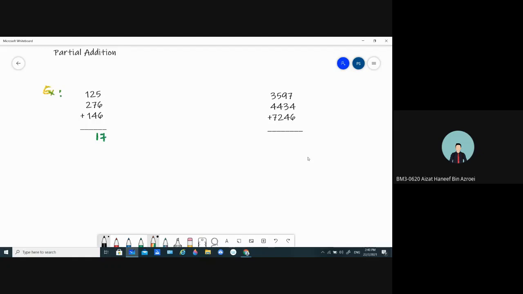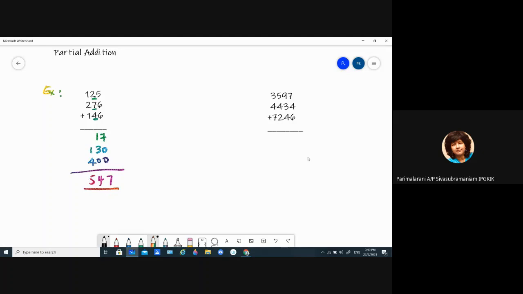And then we add the tens. The tens is 2 tens, 7 tens and 4 tens. So how many tens are those? 7, 8, 9, 10, 11, 13 tens. So 130, 13 tens, okay? And then we look at the hundreds. We have 100 plus 200 plus 100. Altogether we have 400, okay? Now we add together, okay? So this is our answer, okay?